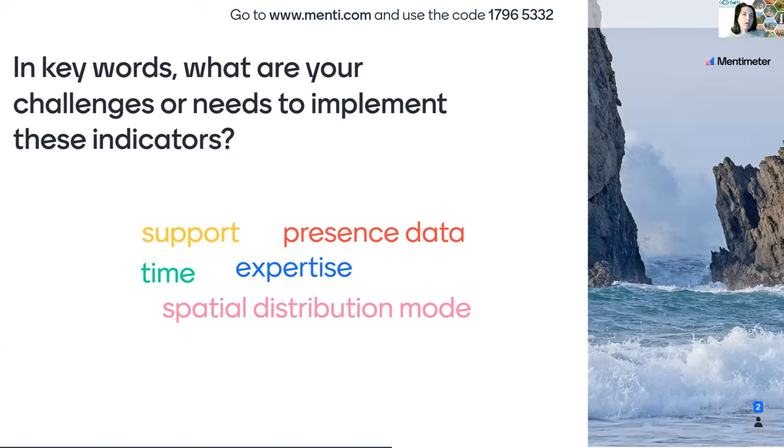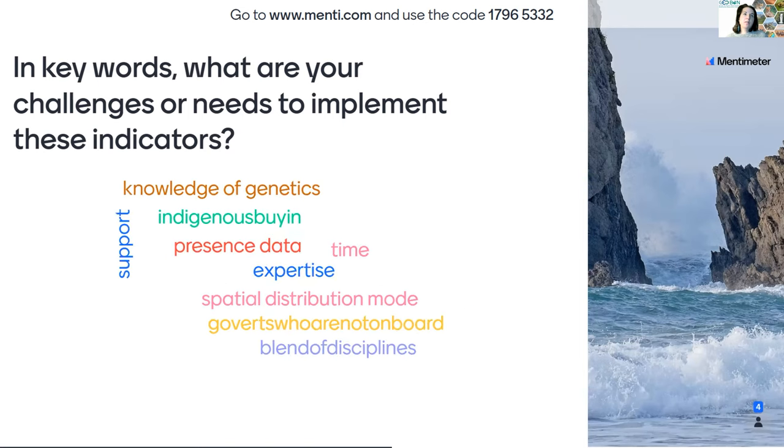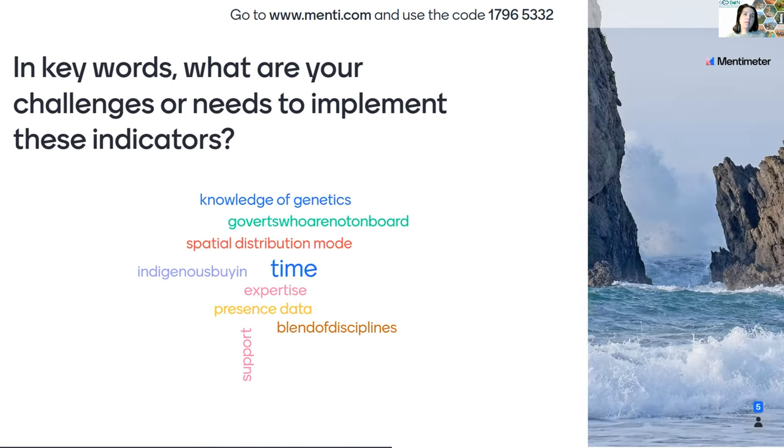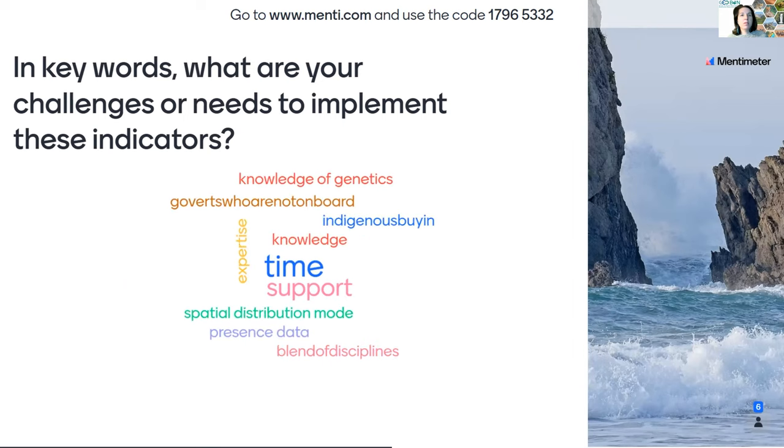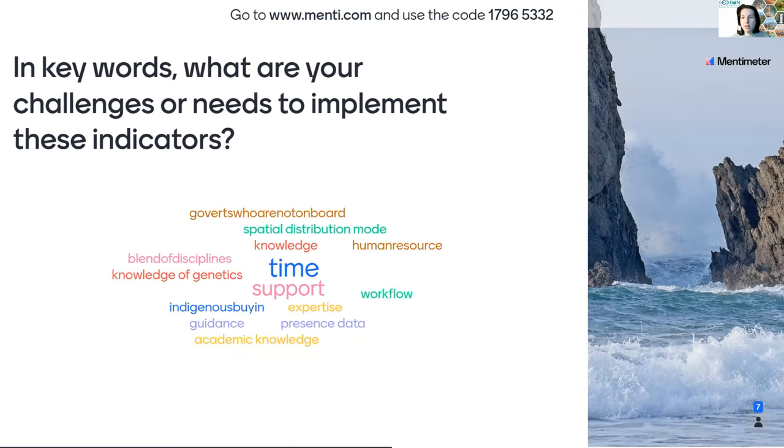We have two new ones, support and time, knowledge of genetics, indigenous buy-in, blend of disciplines, governments who are not on board. Well, if it's a headline indicator, they're going to have to be. I think they'll have to report on it. Time seems to be a big one. So some listeners may think this is an indicator that will take a lot of time to implement, but I think with a certain team, it's not so time consuming, but as Sean described.